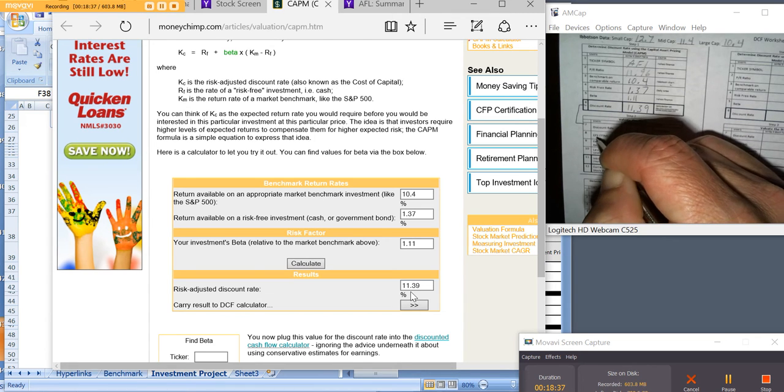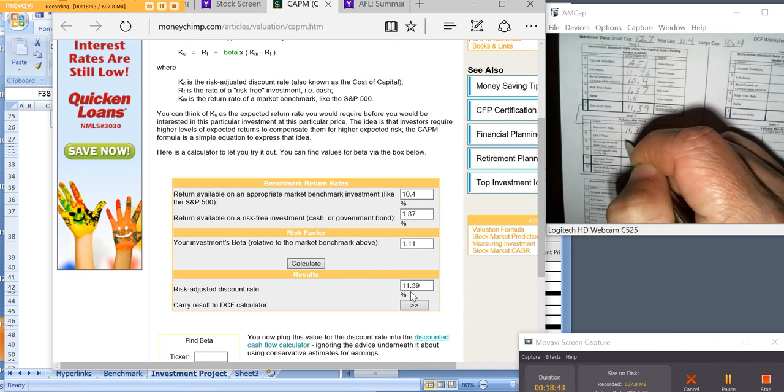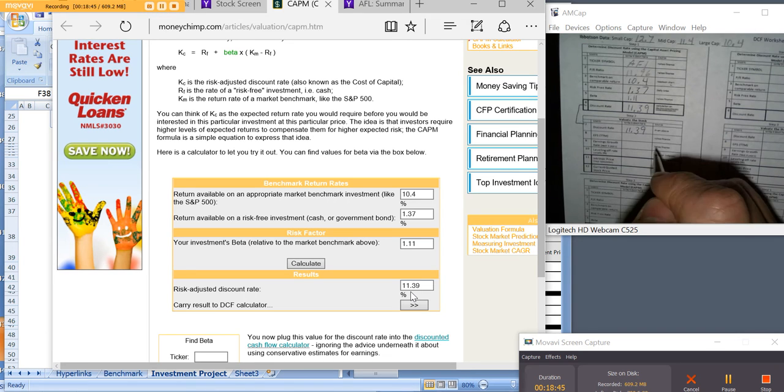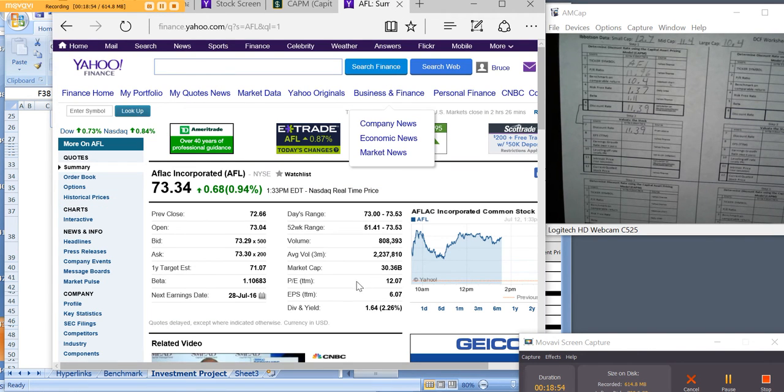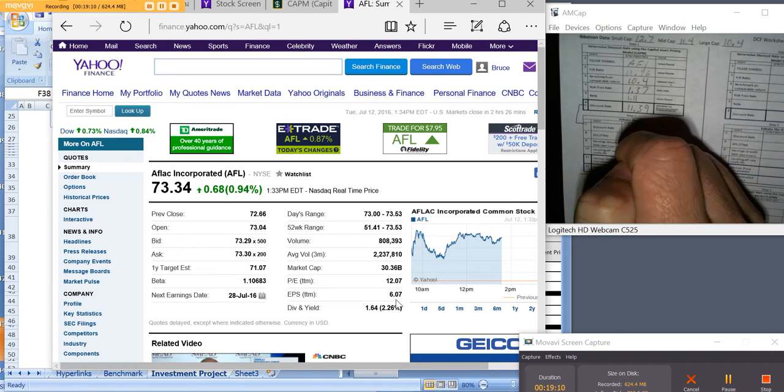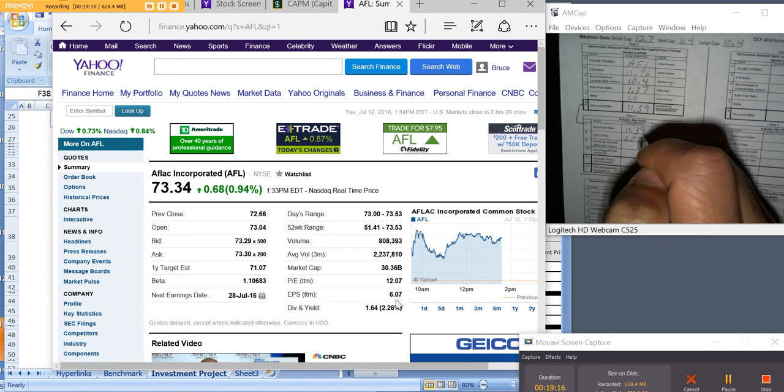Next piece of information I need is the earnings per share TTM, or EPS TTM. TTM stands for trailing 12 months, and it tells me I go to Yahoo Finance to find that information. On the first quote page, it says EPS TTM, earnings per share trailing 12 months. And Aflac has $6.07 of earnings per share for the trailing 12 months.